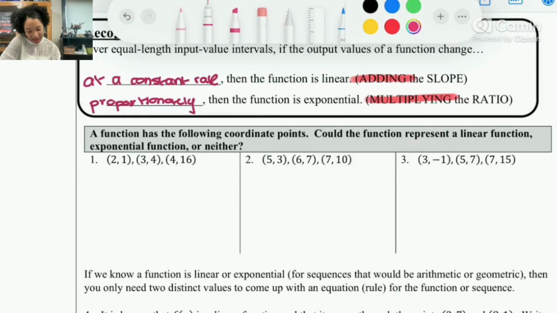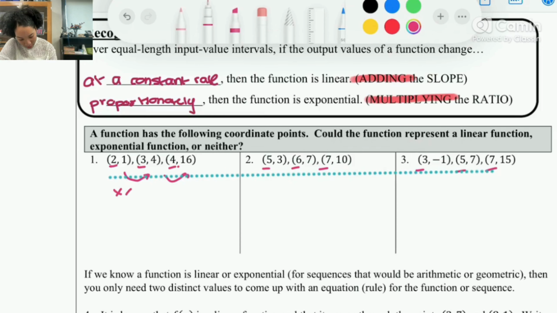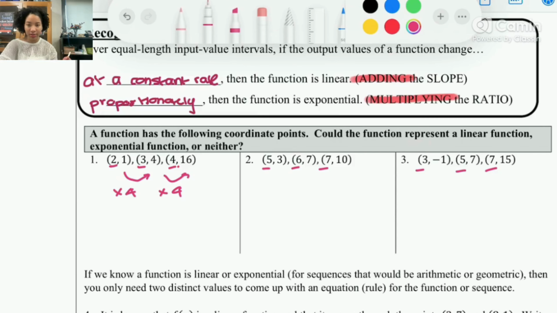A function has the following coordinate points. Could the function represent a linear function, exponential function, or neither? So when you're looking at this, the input values have a constant change, so these are constantly changing by 1 for all of them. Well, this one's changing by 2, but it's still constant. Then we are going to have to look at the output values and how they change. So this is changing by a multiple of 4. Because it's multiplying, that means that the output values are changing proportionately. So this is going to be exponential.